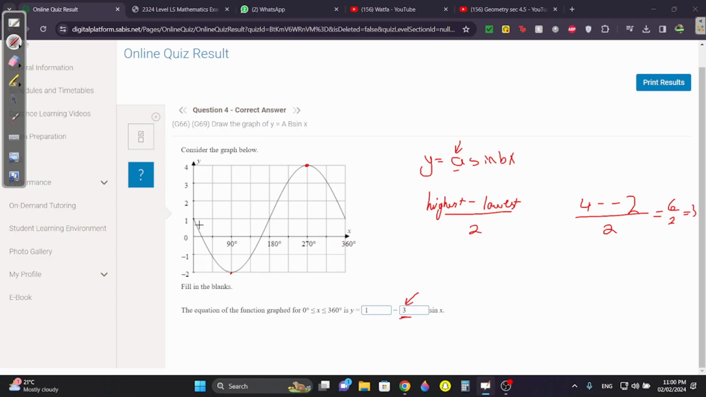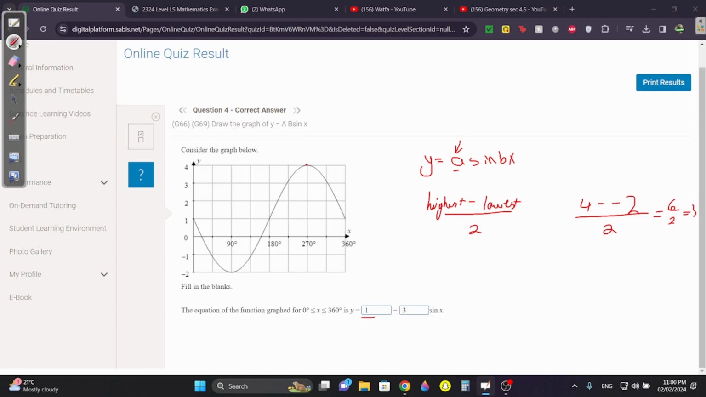But why did they put it negative? Because it started going down, right? Well, if it starts going down, it means it's negative. So negative 3 is the coefficient of sine x. Now, in this case, the period is a complete 360 degrees. So there's no need to put b. In this case, they're not asking for b.